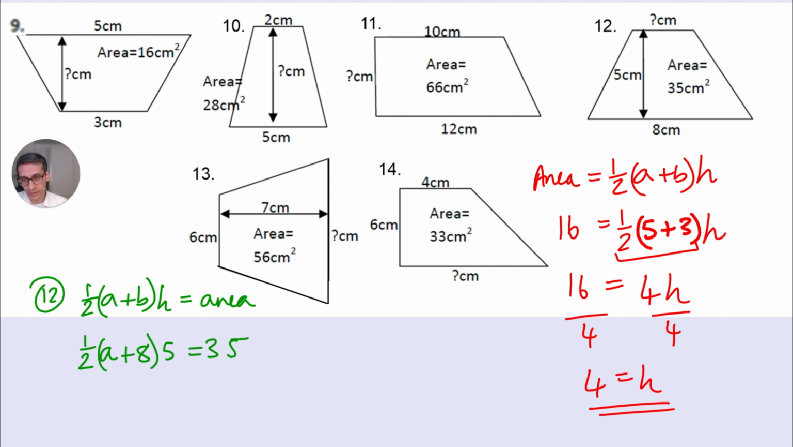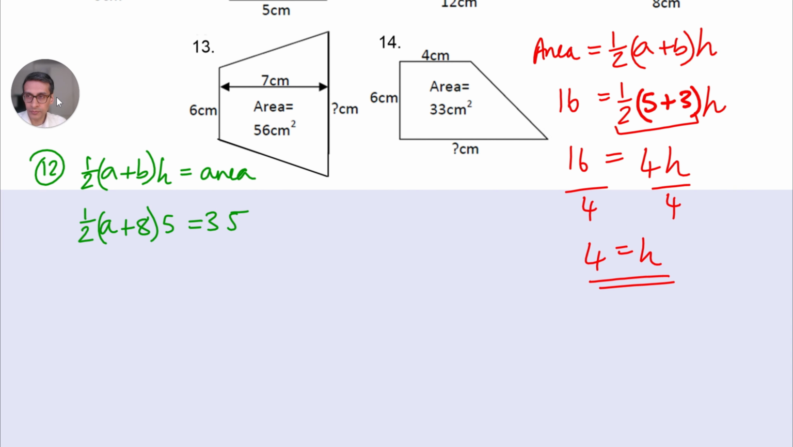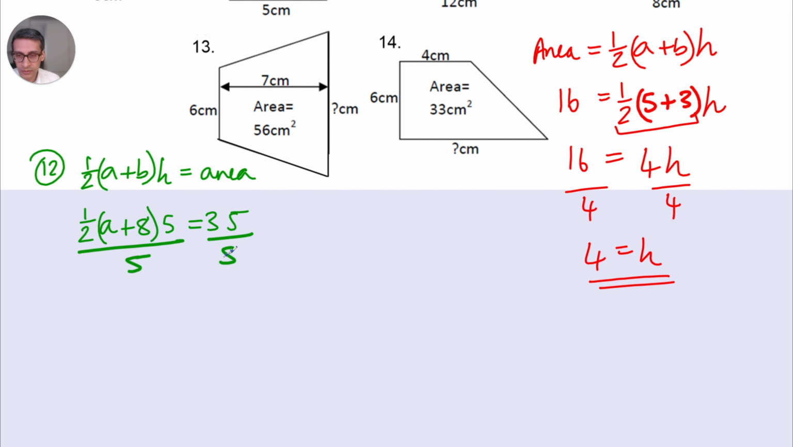Now I have a couple of options. In fact, I can do quite a few different things here. I can do half times 5. I'm going to end up with the decimal if I do that, 2.5 or 5 over 2. I could expand the brackets, but the simplest thing here is because I can see there's a 5 there and there's a 35 there, I'm going to divide both sides by 5. So let's do that now. So you're going to divide by 5 and divide the right hand side by 5. So the 5's cancel out, so you're left with half a plus 8 equals 35 divided by 5, which is 7.